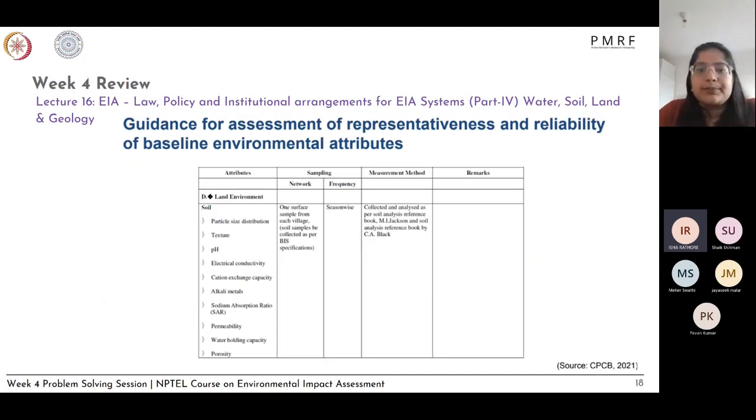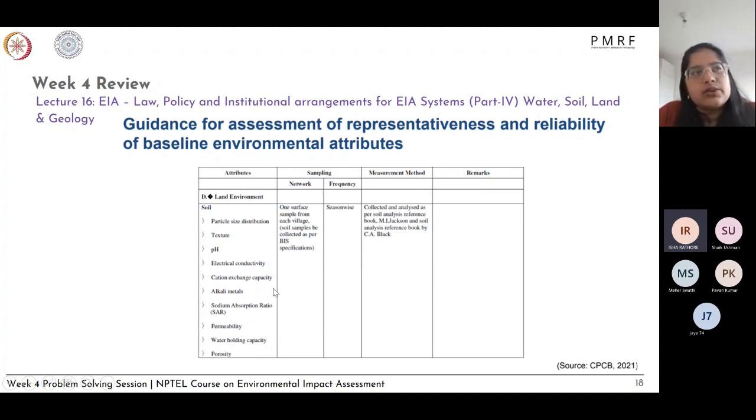And then we have certain assessment guidance for representativeness and reliability of baseline environmental attributes relating to soil, land, and geology. So for soil, we look at parameters or attributes like the particle size of soil. We look up at the texture of the soil, the pH of the soil, electrical conductivity, cation exchange capacity, alkali metals being present, sodium absorption ratio, permeability, water holding capacity, and porosity.